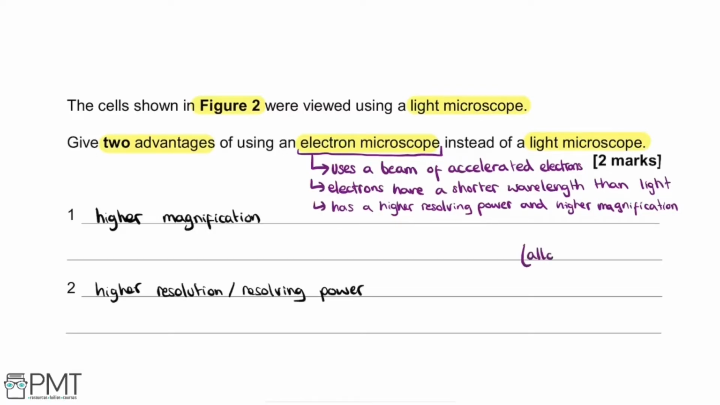Another thing you can potentially say is that it gives you a 3D image, and this is because with the electron microscope, as opposed to just looking through the specimen as you are with a light microscope, this one's actually detecting the electrons that are reflected off the surface of the specimen, and that gives it a perception of depth.